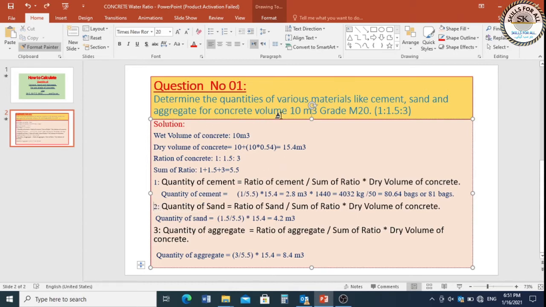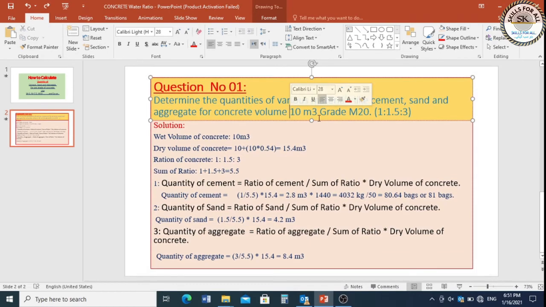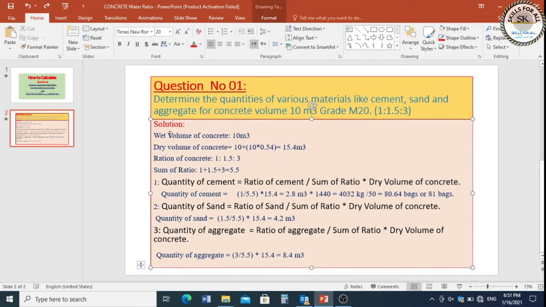Here is 10 cubic meter concrete today, and this is M20. For M20 we know the ratio 1, 1.5 and 3. We know what is 1, what is 1.5 and what is 3. 1 is the ratio of cement, 1.5 is the ratio of sand or fine aggregate, and 3 is the ratio of coarse aggregate or aggregate. Wet volume of concrete we have 10 cubic meter. Now we will convert it into the dry volume.